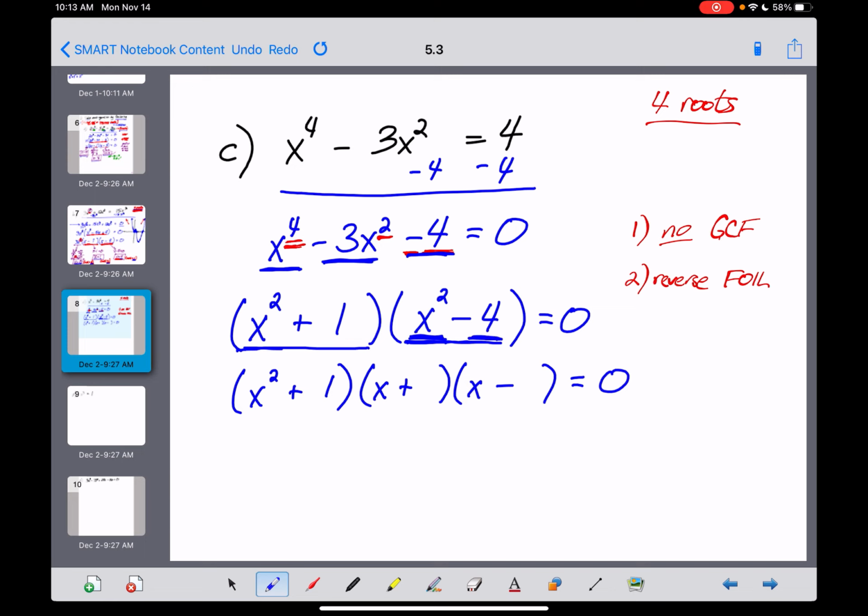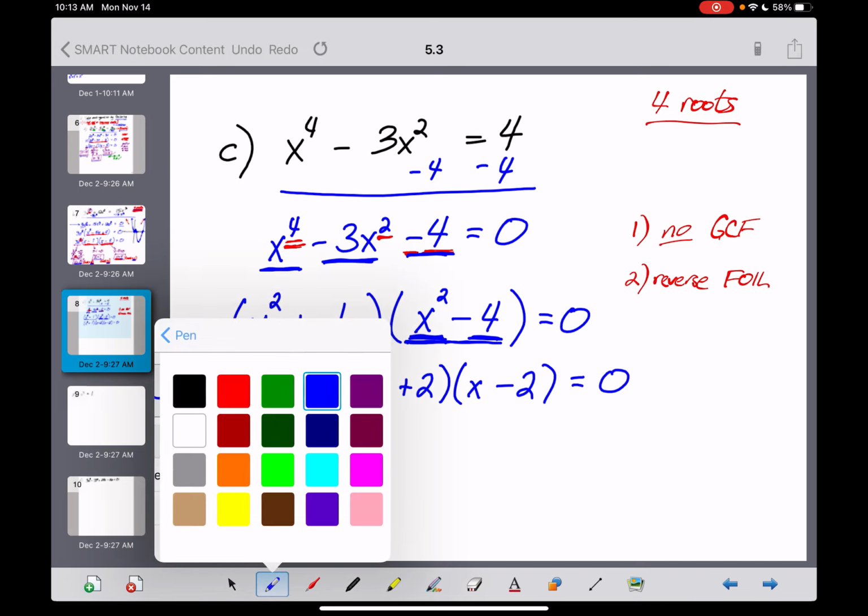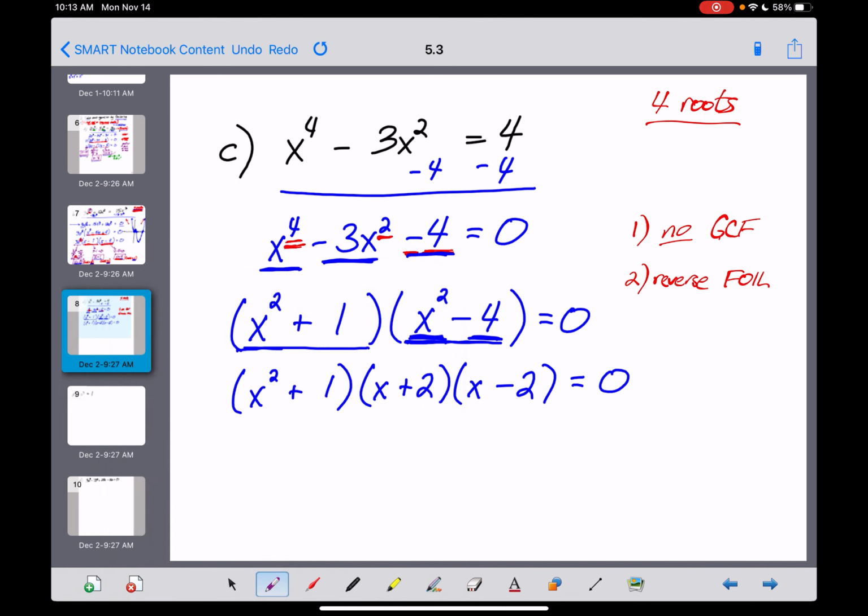And what is the square root of 4? That's going to be a 2. So the x plus 2, x minus 2, those are the last two remaining factors. And with where we are right now, nothing factors further. So now we're ready. I'm going to switch to my purple pen right here. Now we're ready to use the zero product property and get our roots.